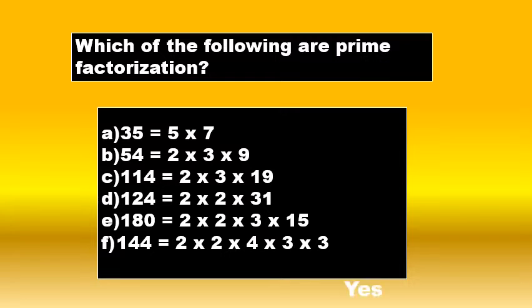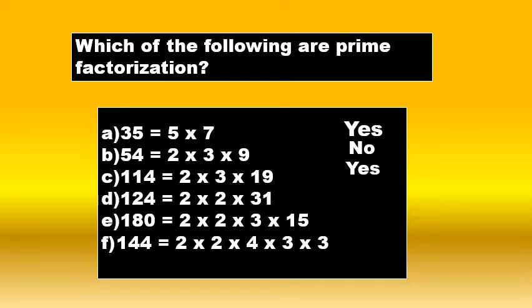So it's a yes. Next we have 54. Here the factors are 2, 3 and 9. But 9 is not a prime number, so it cannot be the prime factorization. So it is no. Next we have 114 and the factors are 2, 3 and 19. All the three factors are prime. So let's multiply and check the product. 2 times 3 is 6 and 6 times 19 is 114. So the product is also the same number. So it's a yes.